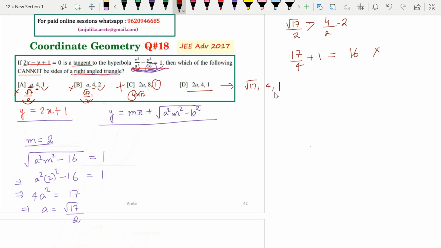Who are the smaller ones? This and this, because this is slightly more than 4. 4 square plus 1 square, that's how much? 17. Under root 17 is sitting right here. So yes, they do form the sides of a right angle triangle.